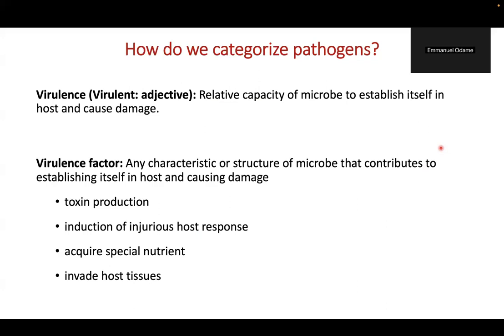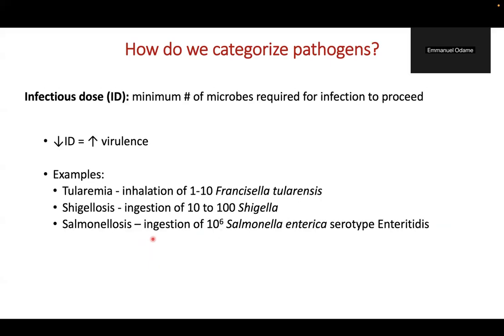A virulence factor is any characteristic or structure of the microbe that contributes to it establishing itself. So the pathogen will need to have a virulence factor in order to be more potent and cause disease. Some of the virulence factors include toxin production, and they also will acquire some special nutrients to invade. They can also include induction of injuries to the host response. So virulence factors contain a lot of characteristics that the microbe needs in order to establish damage to the host.